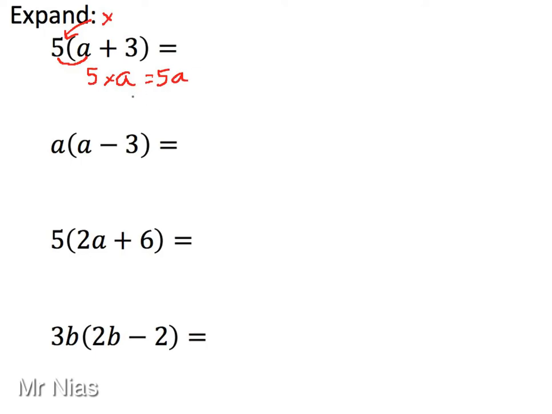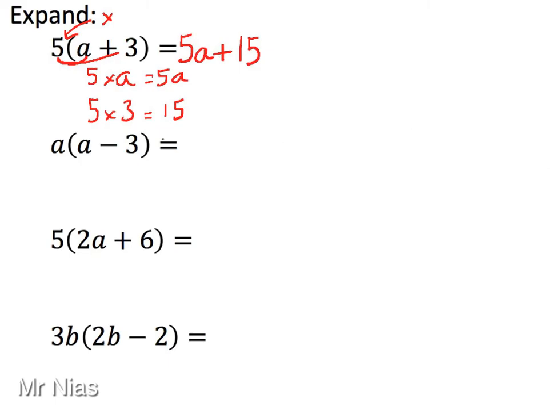You have to excuse the writing, it's a bit hard on this tablet. So the first part of my answer is 5a. And then I'm going to times the 5 by the second thing in my bracket, which was the 3. So 5 times 3 equals 15. So the second part of my answer is 15. And of course it's a positive 15, so I put in a plus. So my answer is 5a plus 15.